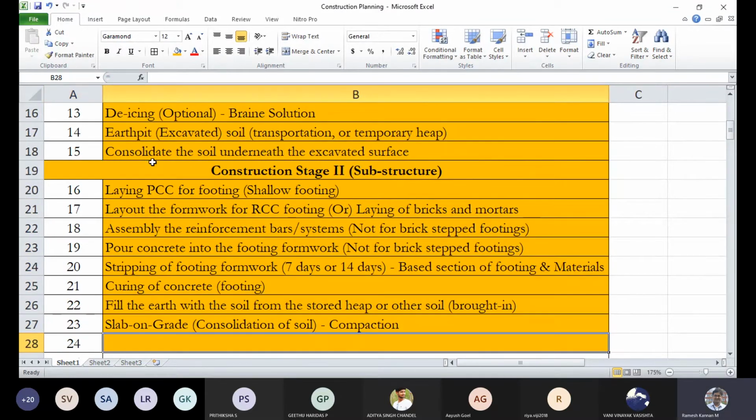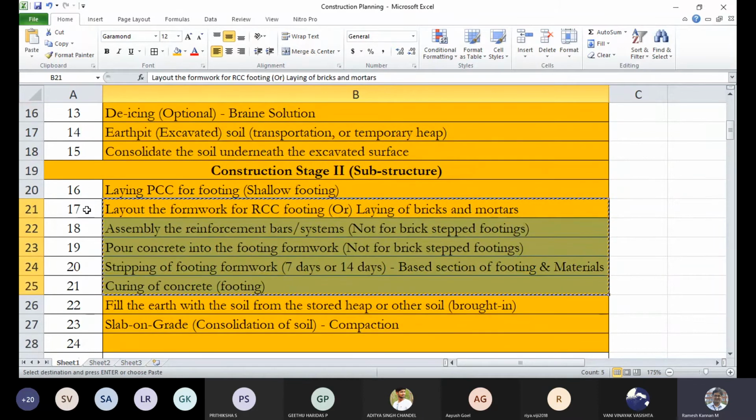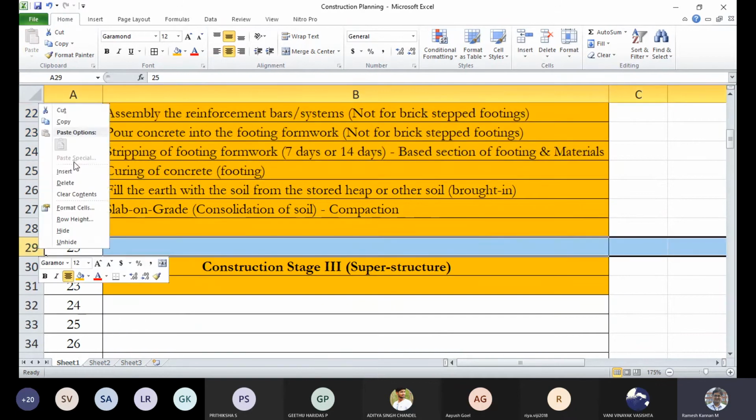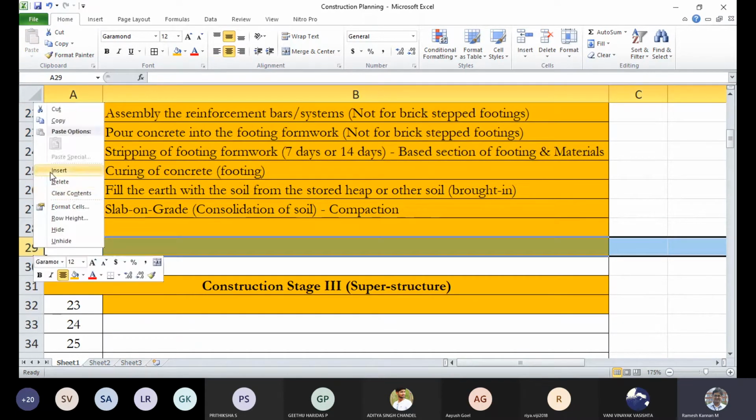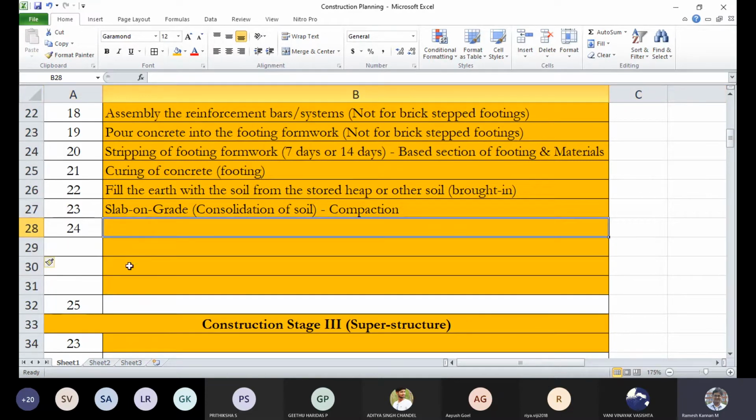And then the process of laying formwork, rebar, pour concrete, and stripping and curing. So this entire chunk, 1, 2, 3, 4, 5.